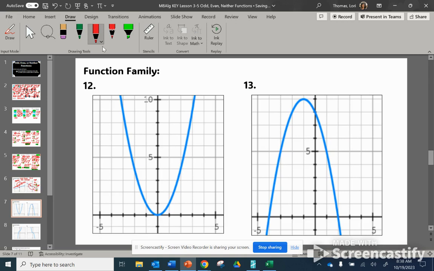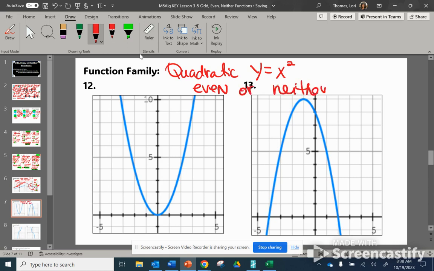Okay, this function family is our quadratic family, and the parent function is y equals x squared, so our degree is 2. The two options for these are that it's either going to be an even function or neither even nor odd.